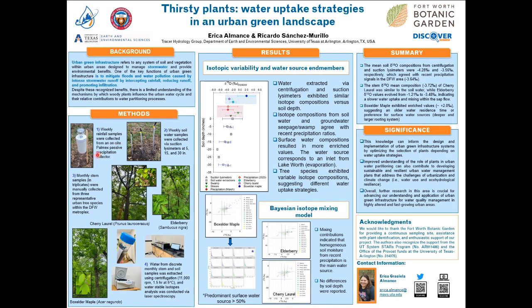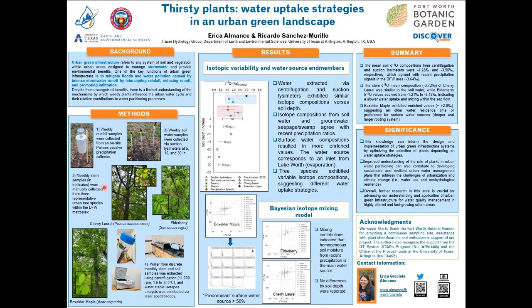So to collect precipitation, we used a Palmex rain collector, which has a bottle in here from which we get the rainwater. We also collected soil water from suction lysimeters at depths of 5, 15, and 30 inches. And monthly, we collected all of the above, as well as some stem samples and discrete soil samples.